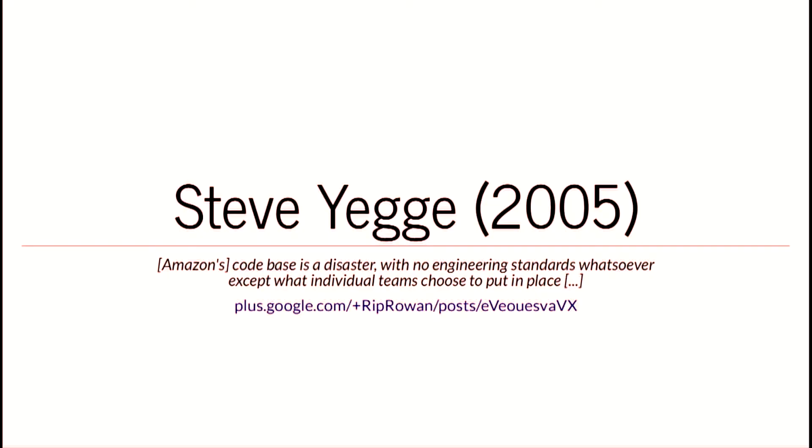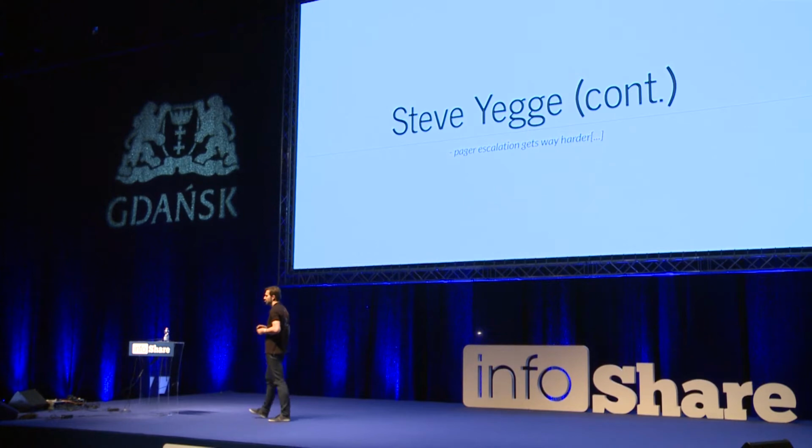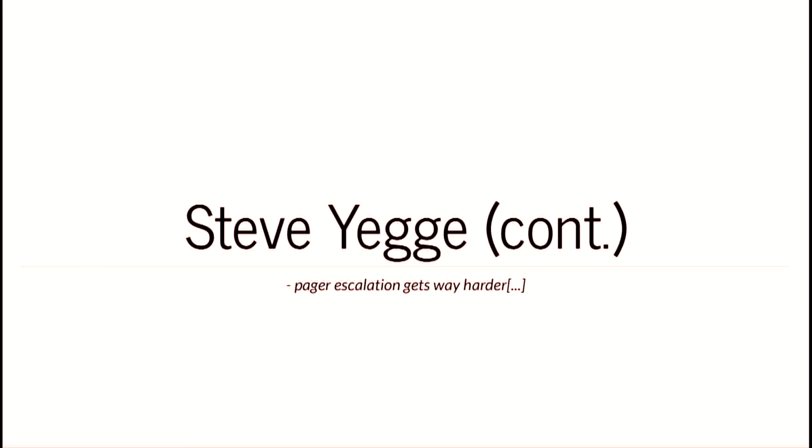So that's what he said. He said, code base is a disaster with no engineering standards, because there are so many services that it's so hard to grasp everything and to figure out what should actually be the standard across the whole code base, because there are so many code bases. But that's just the beginning. He also said that pager escalation gets way harder.